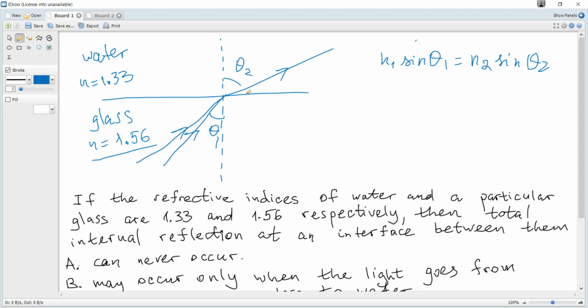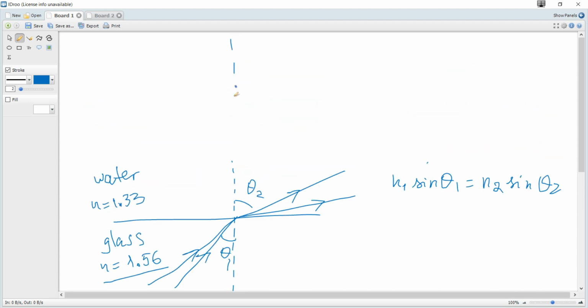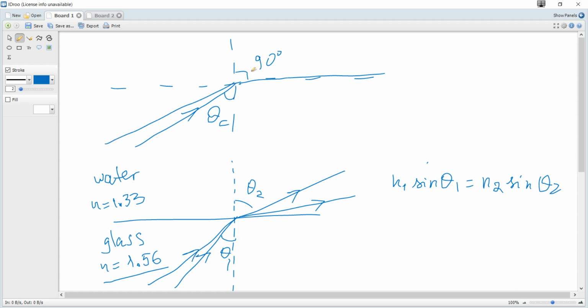Since this angle is always larger, there may be such a situation that the angle of incidence looks like this and the refracted angle is 90 degrees, and it's called the critical angle. If we continue to increase the angle of incidence, there will be only a reflected ray and no refracted ray, and the angle of incidence will be equal to the angle of reflection.